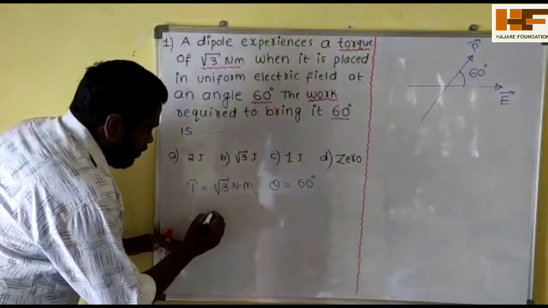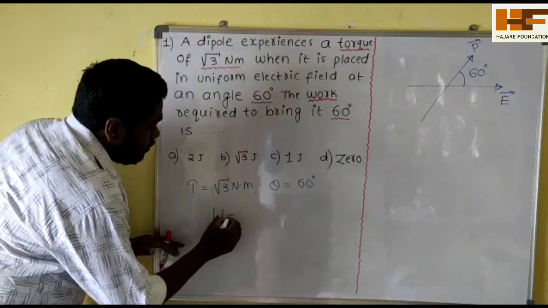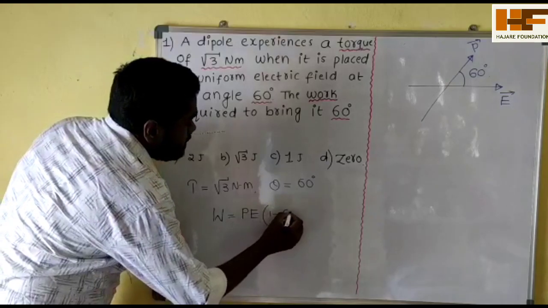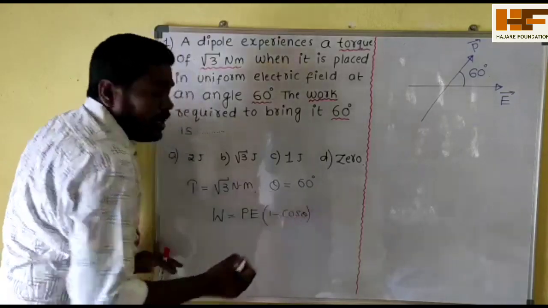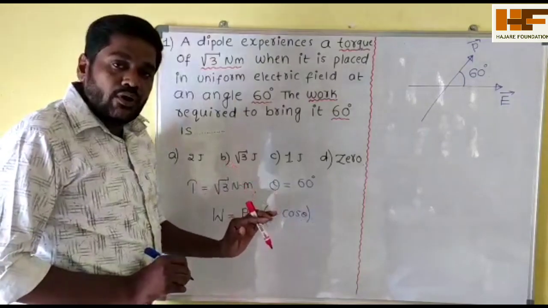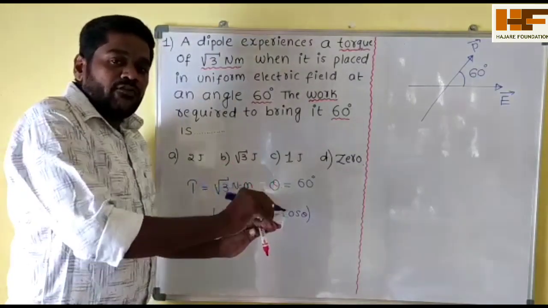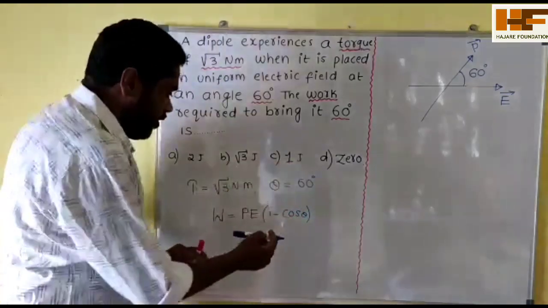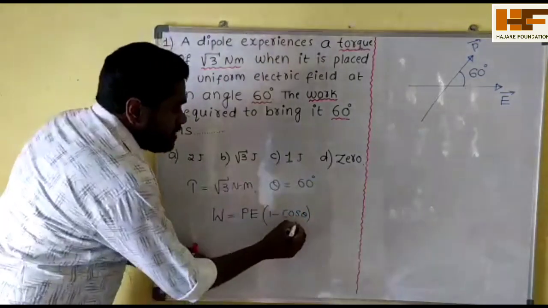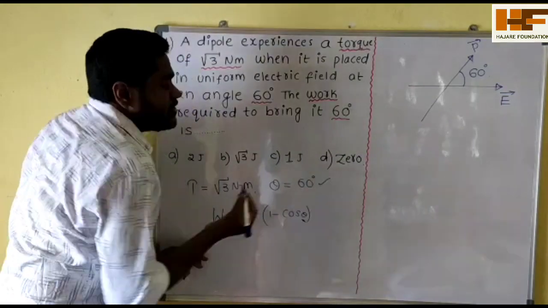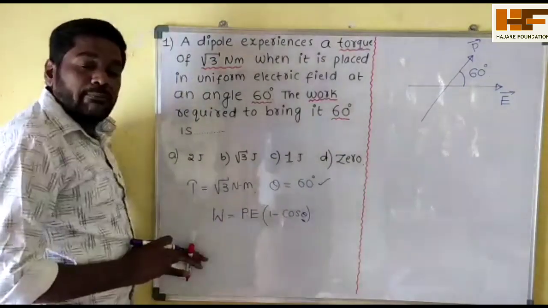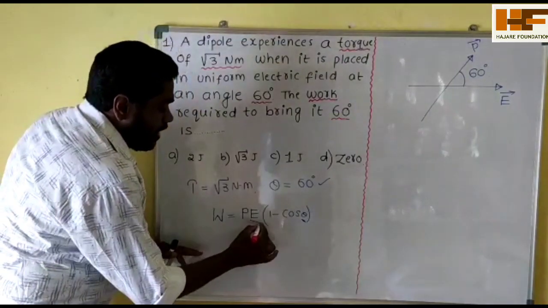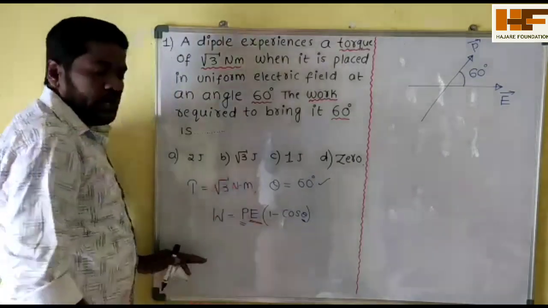The work formula is W equal to P E into (1 minus cos theta). They have not given theta 1 and theta 2. Therefore, they are bringing the dipole from the stable state to that angle of 60 degrees. Theta is given as 60 degrees. But what about P into E? The electric field value is not given, and the dipole moment value is also not given.